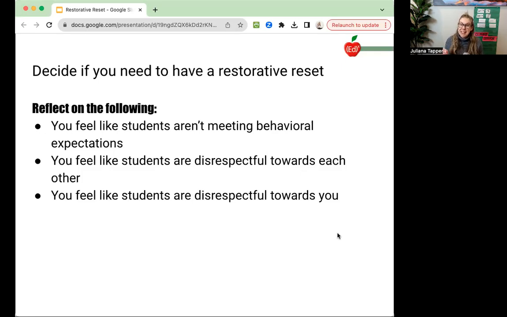And I'm saying this because all of these things have happened in my classroom every single year. There was not a year that I did not do a restorative classroom reset in January. I've always taught math intervention, and I've always needed a restorative reset. It doesn't matter how long you've been teaching. It doesn't matter how amazing of a teacher you are.